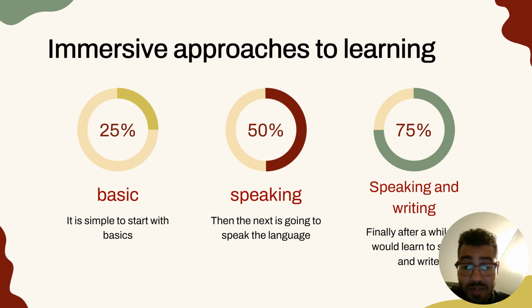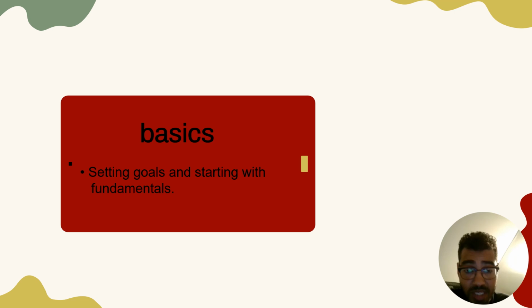At this level, you're going to be almost fluent in any kind of language. It's going to take maybe 1 year, 7 months. It depends on how much time you put in, what your effort is to learn that language. So let's go to the next page. Basics: you just set the goal and start learning the fundamentals, all the basics.